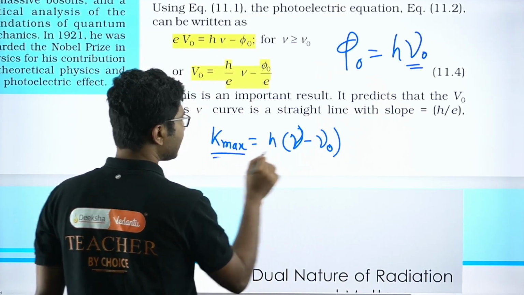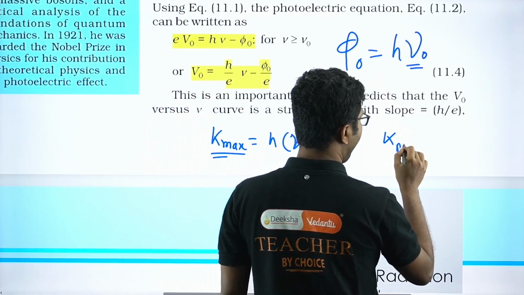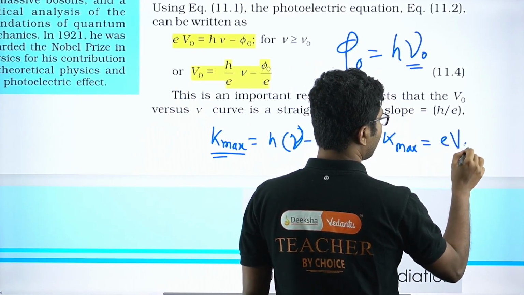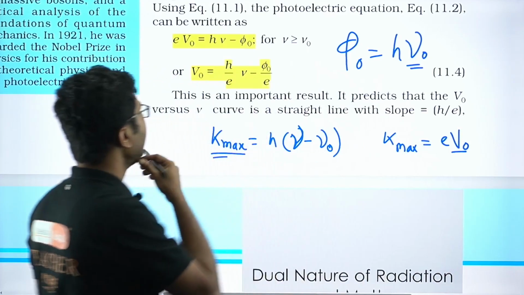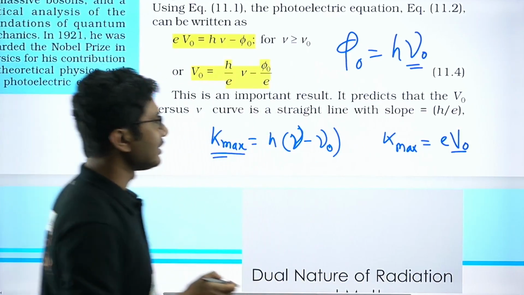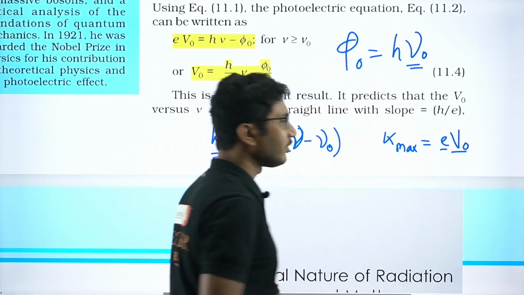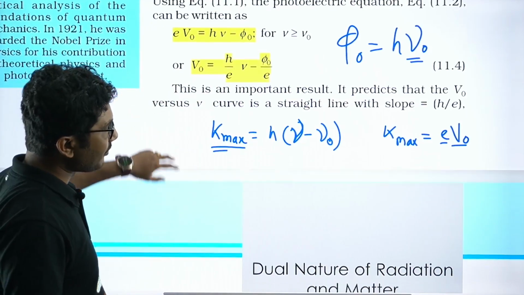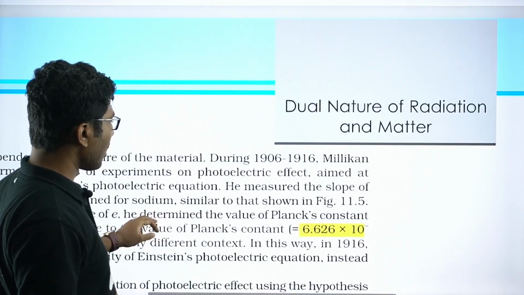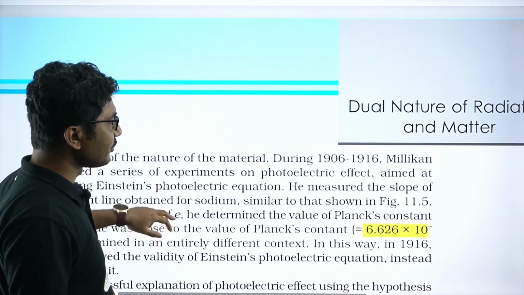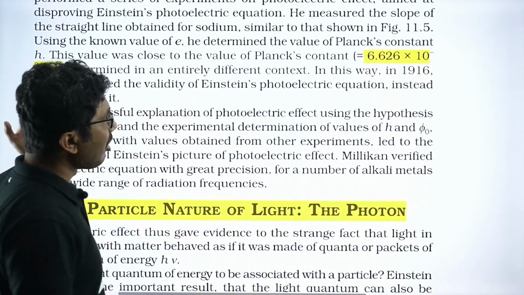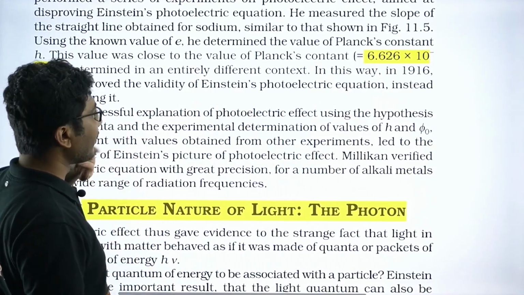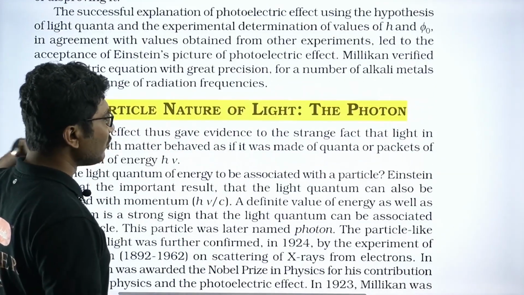Okay, and K max is e into V naught. So these are the things. This V naught is the stopping potential, e is the charge of an electron. You can use it to calculate the V naught. So these are the forms that you have to remember. Now Planck's constant is 6.626 into 10 to the power minus 34, or 6.6 into 10 to the power minus 34. Whatever value, this is generally given in most of the cases.